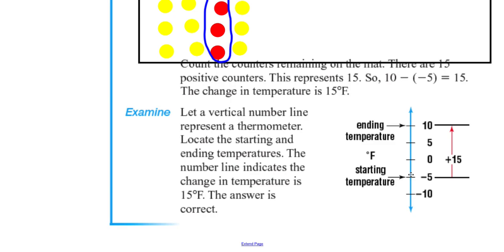So we started at negative 5, we ended up at 10. And if you look at the change in temperature, you have 5, 10, 15. Positive 15. So the temperature change is 15, so the answer is correct.